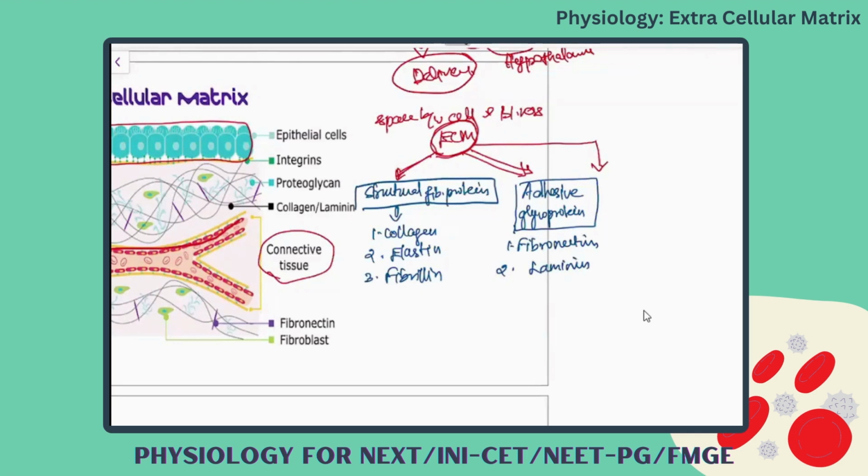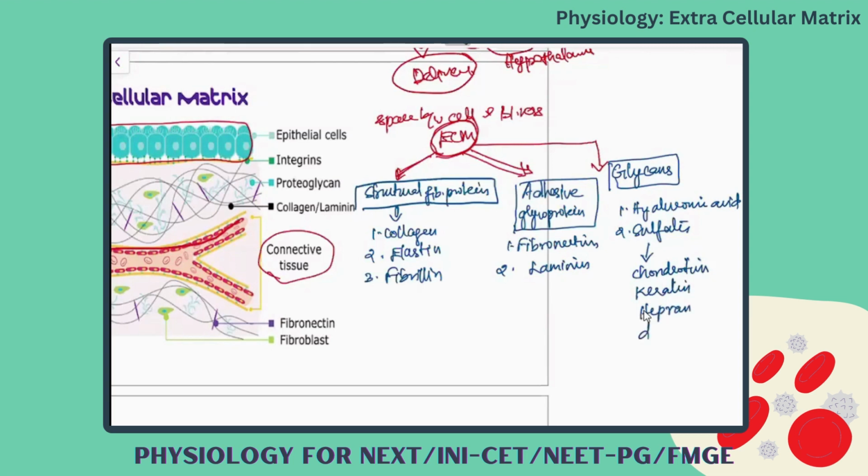Okay, and the third one is glycans. This glycans includes hyaluronic acid and sulfates. The sulfates contain chondroitin, keratin, heparin, and dermatan. Where do you come across this chondroitin, hyaluronic acid, all those things?